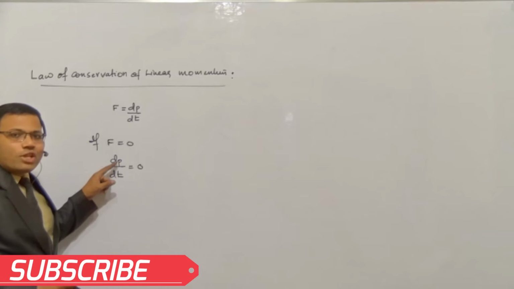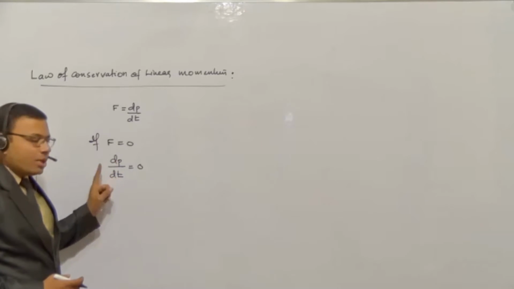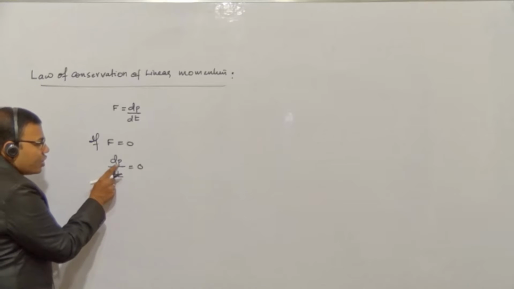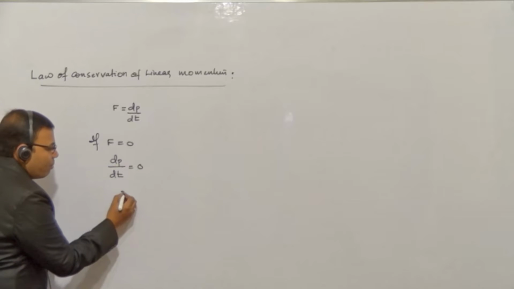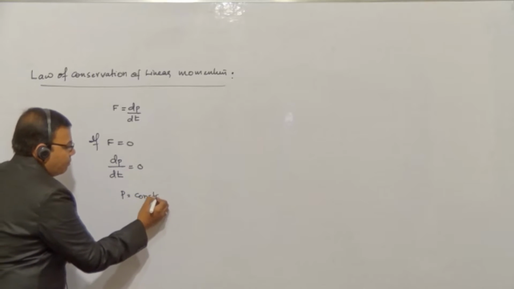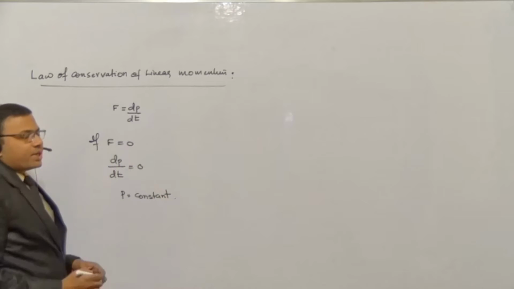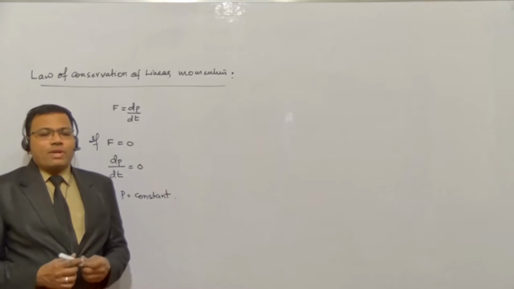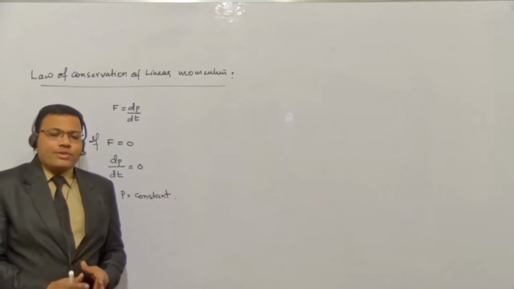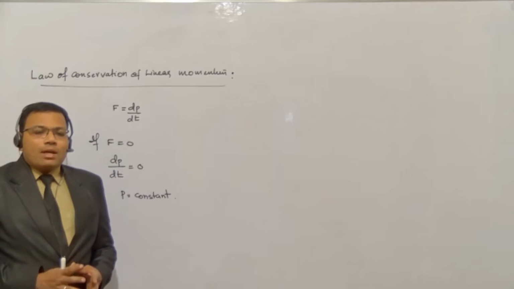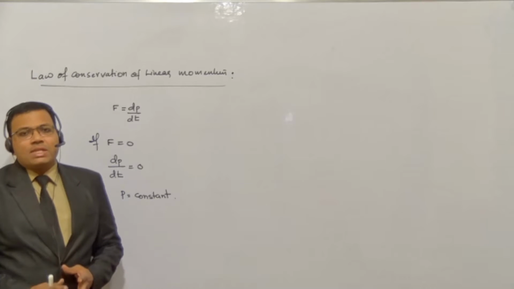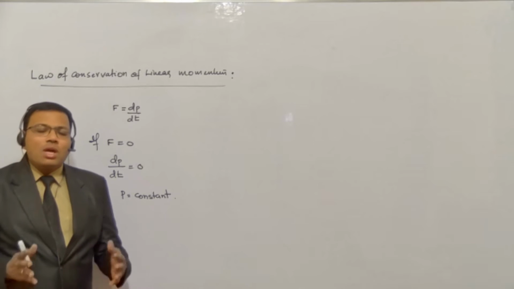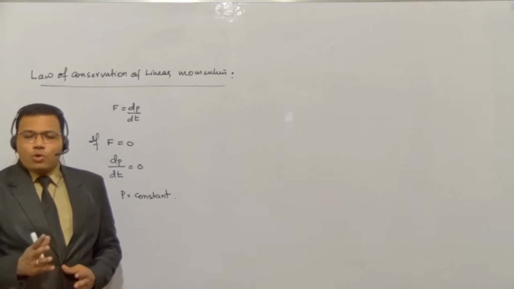That means we are differentiating p, momentum, with respect to time, and it is 0. If I differentiate any constant, I am getting 0. So, therefore, p is constant. That is, momentum is constant, momentum is conserved. This is a very simple law we have in physics. So once again, whenever the net force acting on the system is zero, then the momentum of that system is always conserved. It always remains constant. It is not going to increase, it is not going to decrease. I hope it is clear.